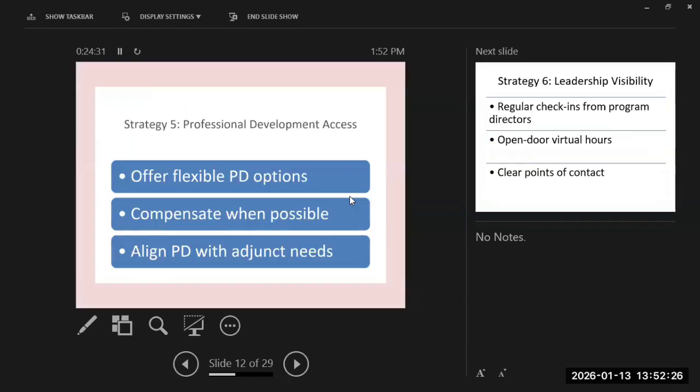And then strategy 5, professional development access. We need to offer flexible professional development options. Morgan has done such a good job of having a lot of professional development posted, so they do have those available. I do think there is value in face-to-face. So if we could look into some of these professional development seminars that we're hosting, could we host more of them in the evenings when adjunct faculty would be more likely to attend, compensate when possible, and anytime you're doing professional development, offer them continuing education.